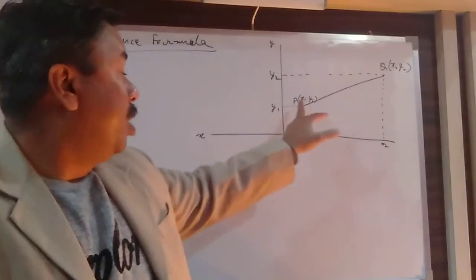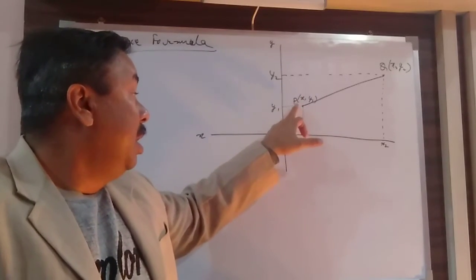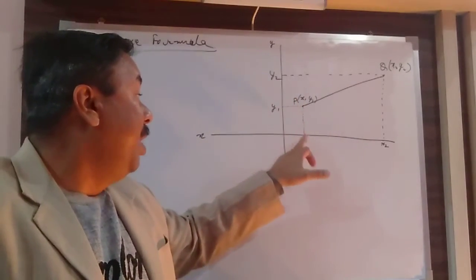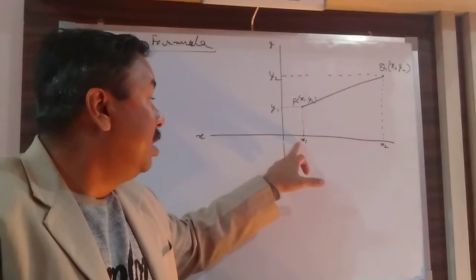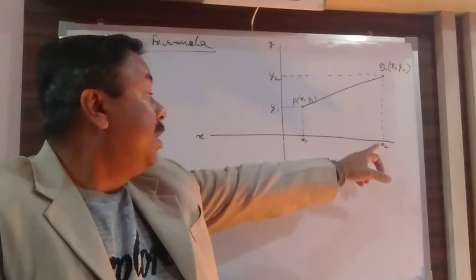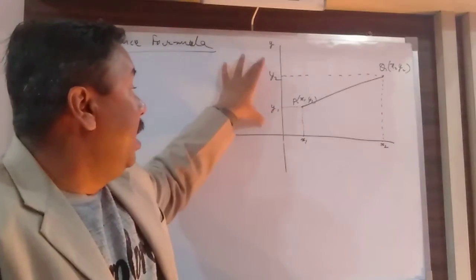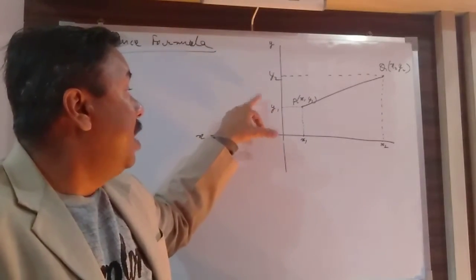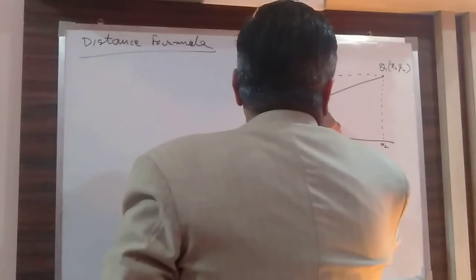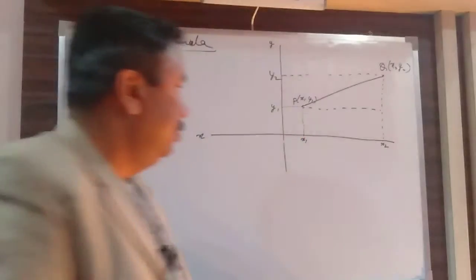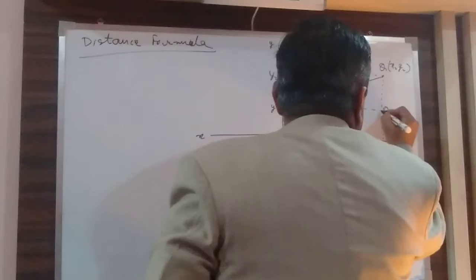Why am I writing this? Because when the coordinates of this point P are x1, y1, that means the point P is x1 distance away from the origin or from the y-axis. Similarly, Q is x2 distance away from the y-axis or from the origin. Similarly, on this side also, this point is y1 and this point is y2. And what will be the distance between them? If I extend this, say this point is R.